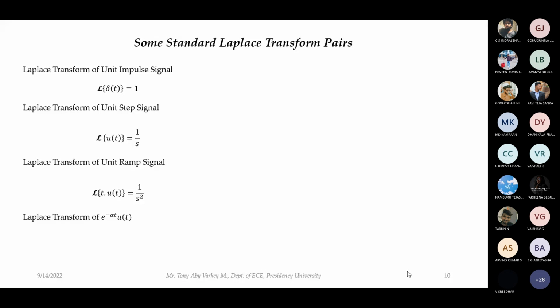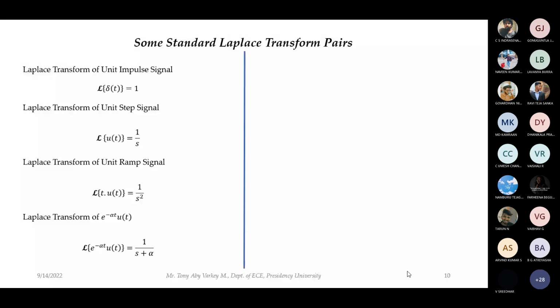Now another thing is Laplace transform of e to the power minus alpha t u of t. Do you remember? What is the Laplace transform of exponential minus alpha t u of t? Okay, 1 by s plus alpha. Please remember this. This is a very important Laplace transform pair. Laplace transform of exponential of minus alpha t u of t is 1 by s plus alpha.